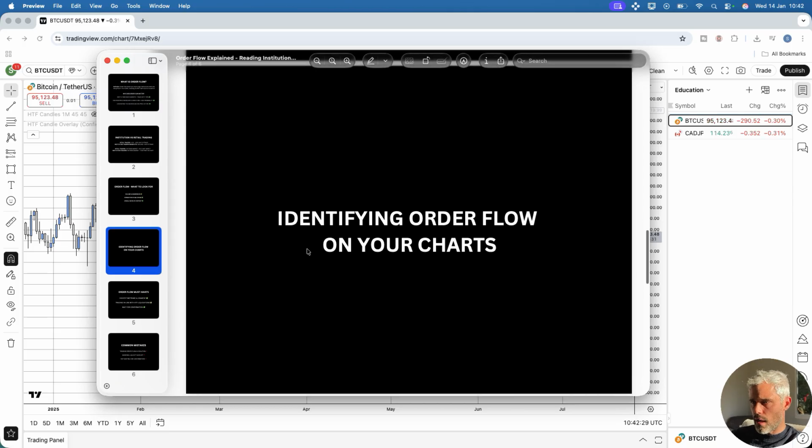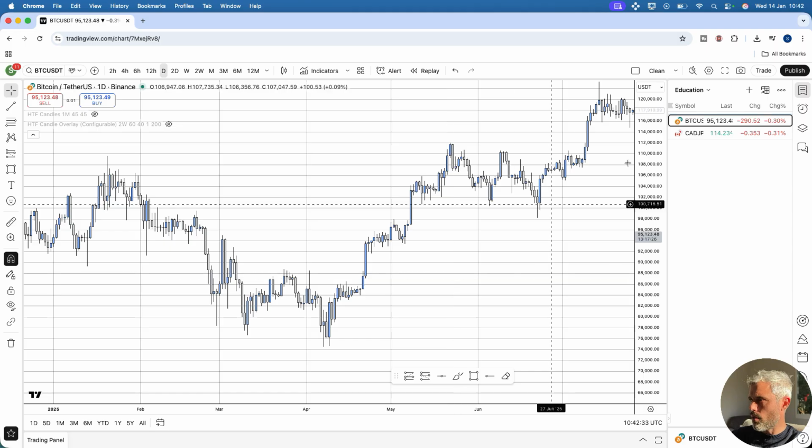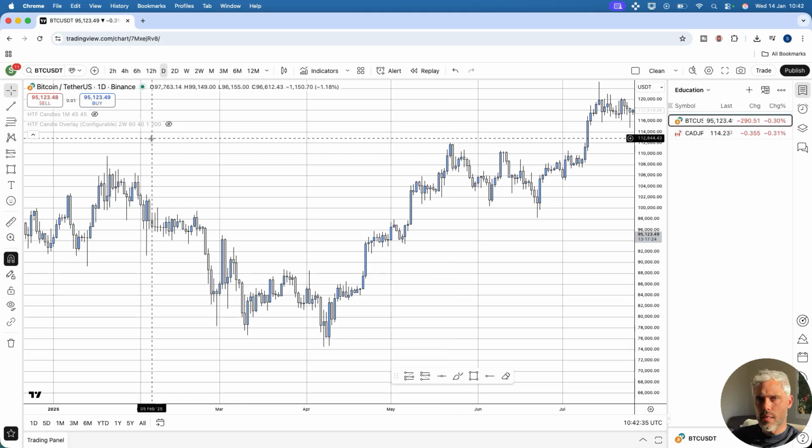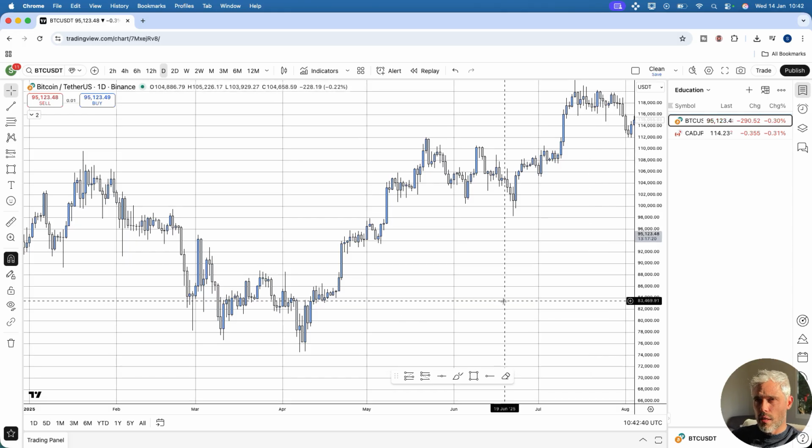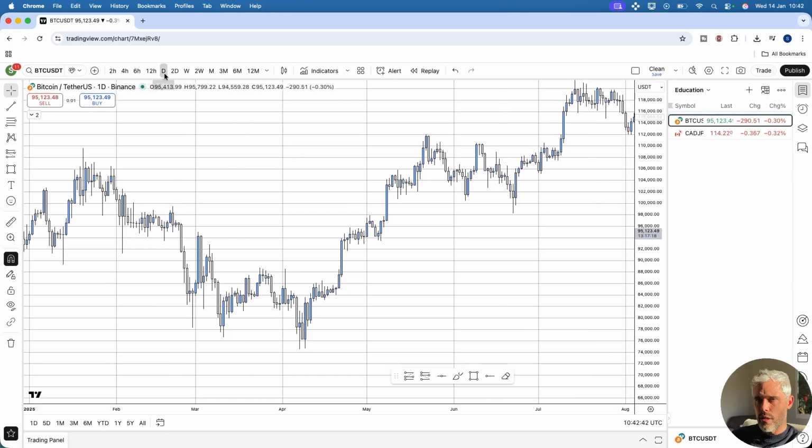So let's look at starting to identify order flow on the charts. I'm going to pick up firstly with Bitcoin and then look at CADJPY. As I said, I could pick up any market here and show you the same thing. I'm just going to use the daily time frame for ease, and then we're going to look at some higher time frames and piece together how this order flow on one time frame might correspond with order flow on a higher time frame.